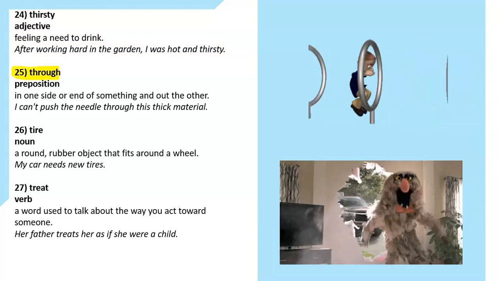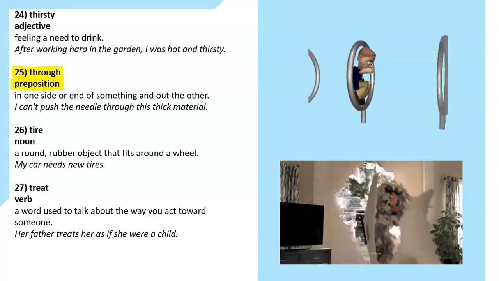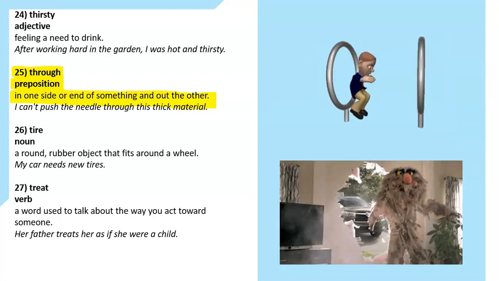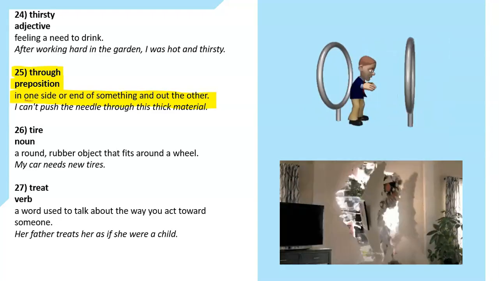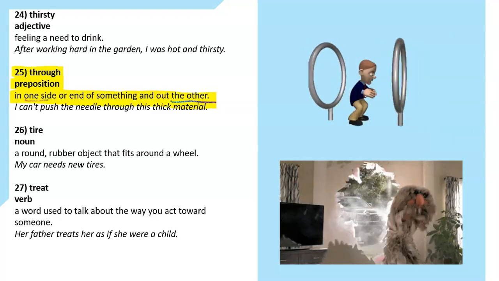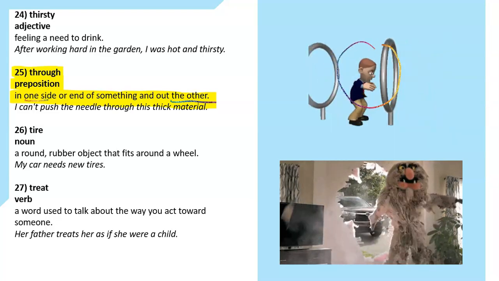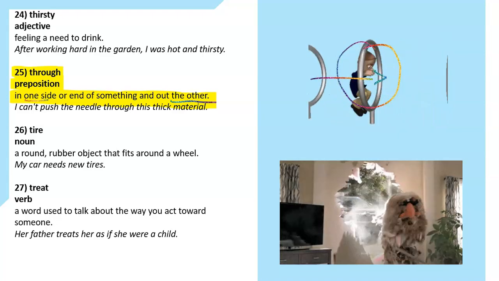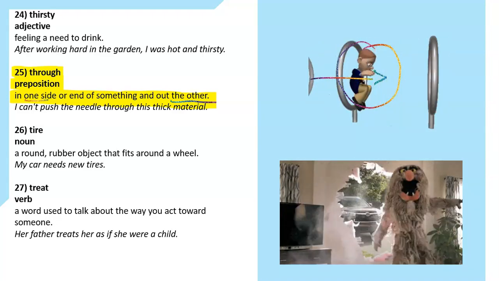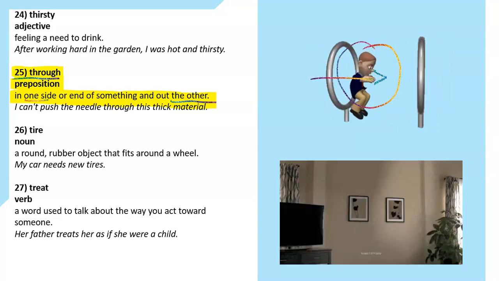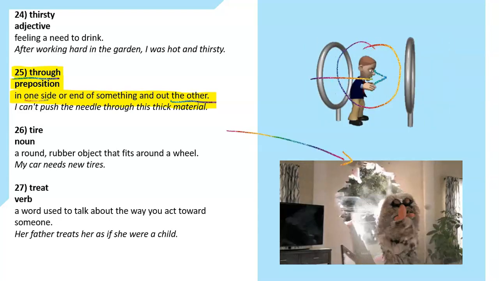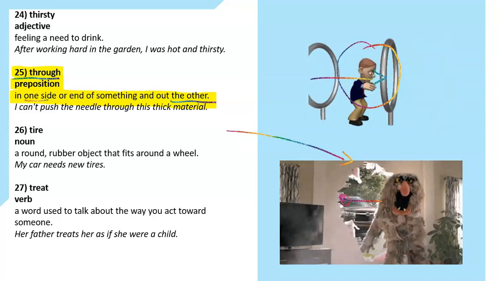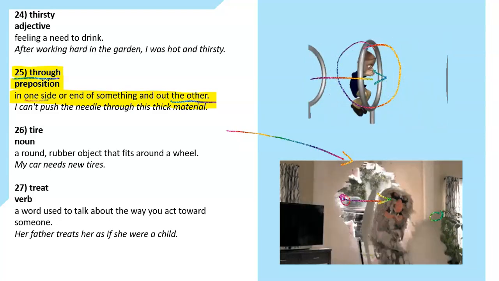Our next word is through. Through is a preposition and it is in one side or end of something and out the other. You go in one side and you go out the other side. So here, this man, he is jumping through the rings. He is going in one side and he's going out the other side. That is through. Or this monster went through the wall. He was on one side of the wall and then he went through and came out the other side of the wall.